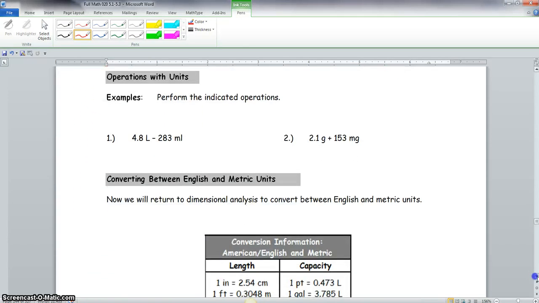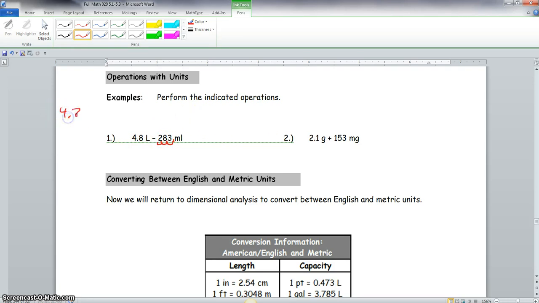Now, we scroll down to the operations with units. It says perform the indicated operations. We have 4.8 liters minus 283 milliliters. Now, what would make this easy is if both of these are in the same measurement. What I would suggest we do is change milliliters to liters. When you go from milli to the base, you move 3 places to the left. So we'll move this 1, 2, 3. Well, it's not showing up, but 1, 2, 3. So we could write this over here to the side.